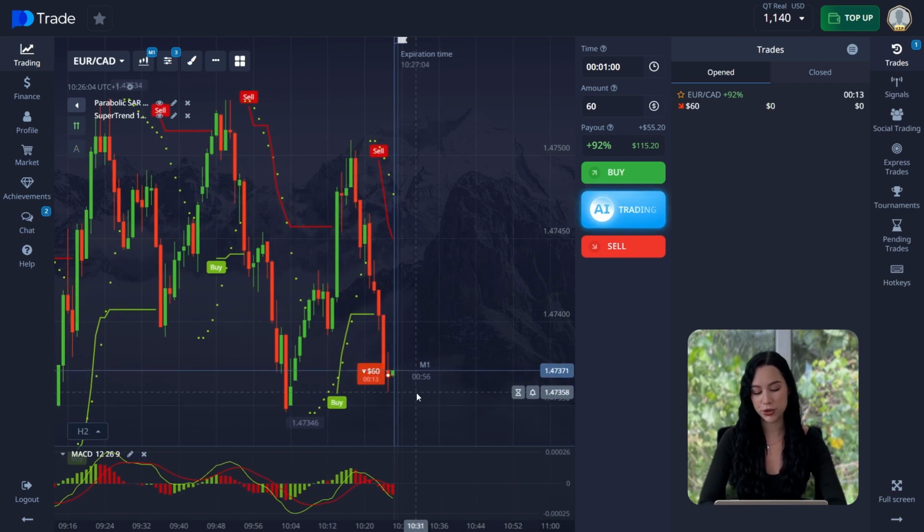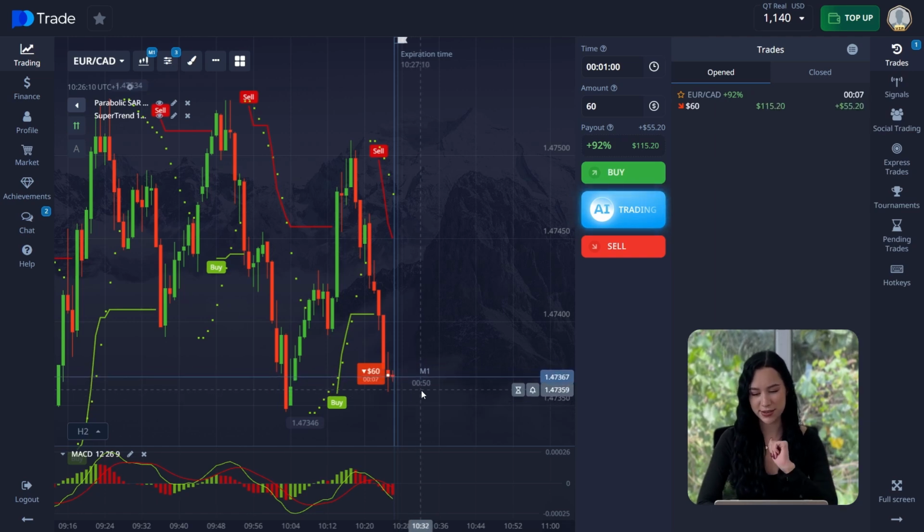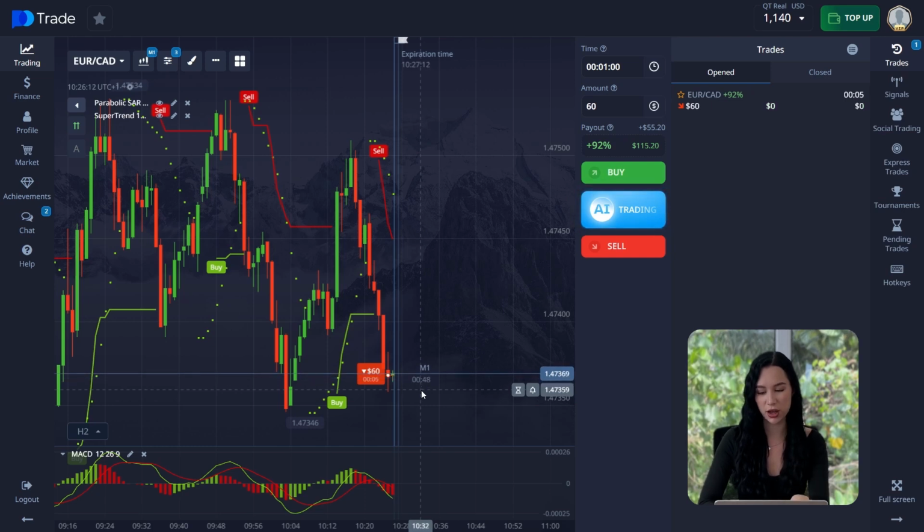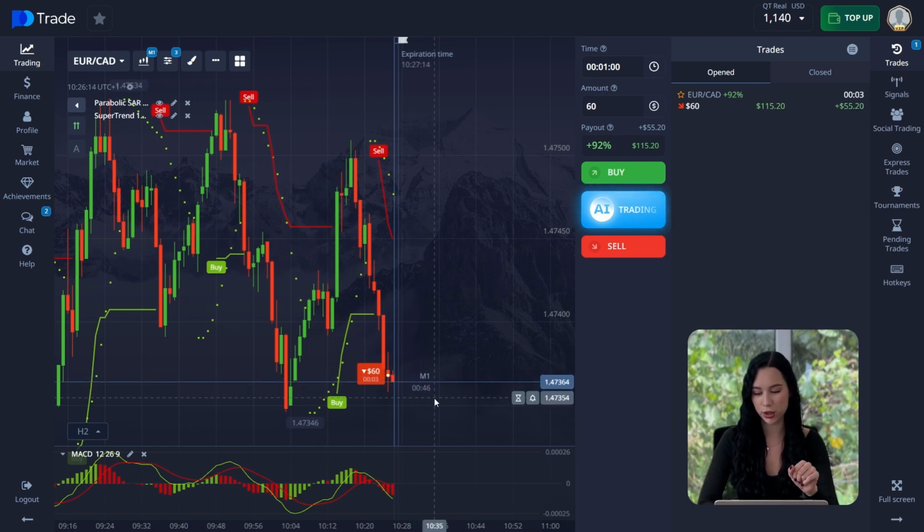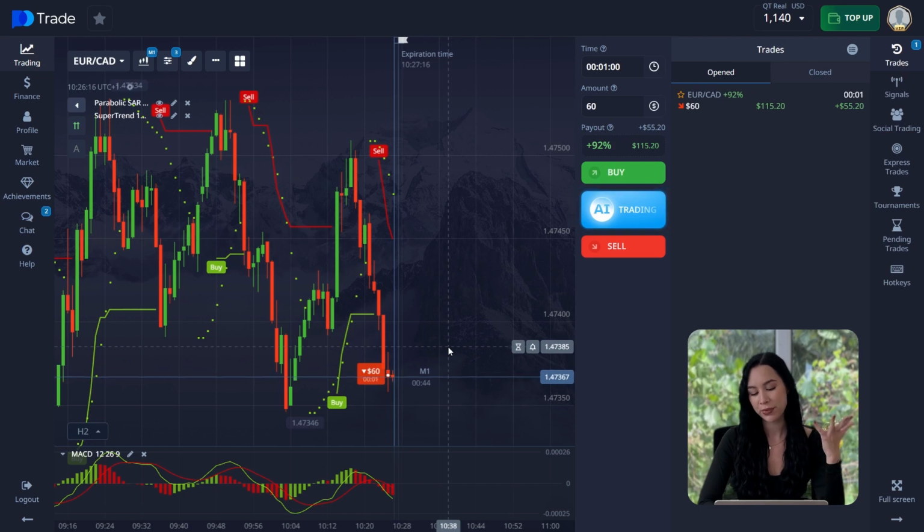Also, by the way, here I turned on the MACD indicator just to analyze it more. You can also do the same. And by the way, it's 7 seconds till the end of our trade. It's fluctuating a lot around our entry point, but I think we're gonna close it. It's 3, 2, 1, and we close this trade.